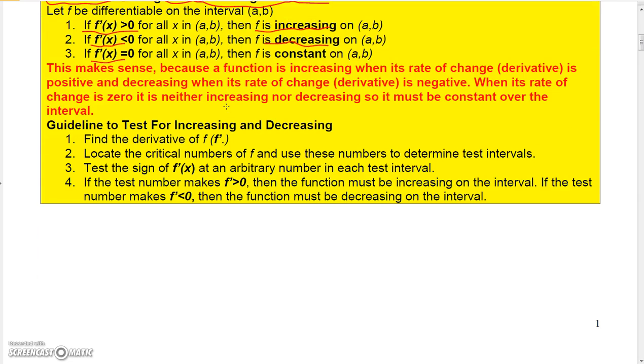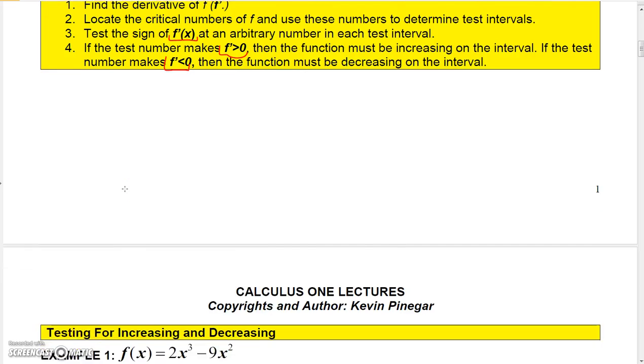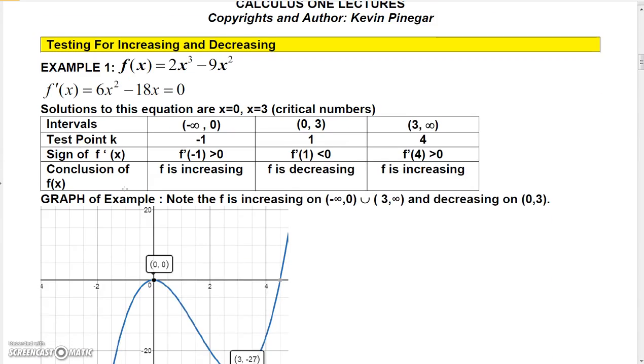So basically, the guidelines to test for increasing and decreasing are: we find the derivative, we locate the critical numbers, and we use these numbers to determine test intervals, and we simply test the sign of the derivative at some arbitrary number in each interval. If the test number makes the derivative greater than 0, then the function must be increasing on the interval. If the test number makes the derivative less than 0, then the function must be decreasing on the interval. Now, let's get to an example, and you can see how this works.